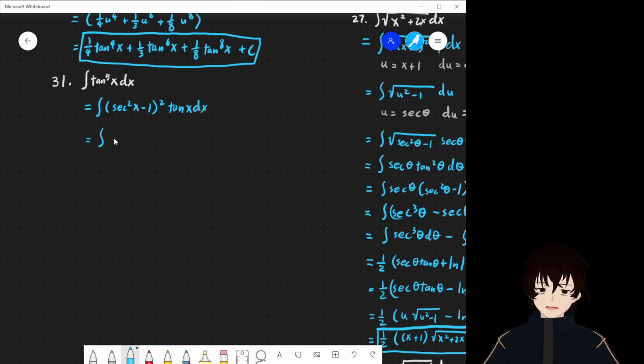So what if we get secant to the power of 4x minus 2 secant squared x plus 1 tangent x dx. But we would need to deal with the secant to the power of 4.